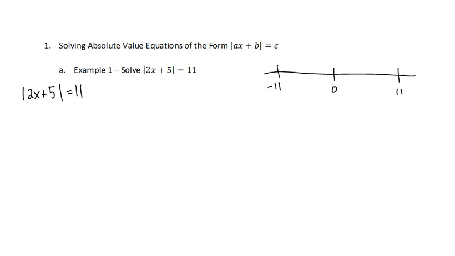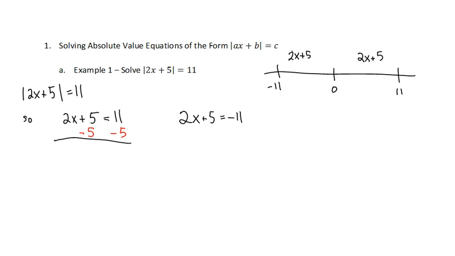And what we're told is that the quantity 2x plus 5 is 11 units away from 0 on the number line. And so we end up with 2 equations from this: 2x plus 5 is equal to negative 11 or 2x plus 5 is equal to positive 11. We then just solve these in a regular fashion: 2x plus 5 equals 11, 2x plus 5 equals negative 11.